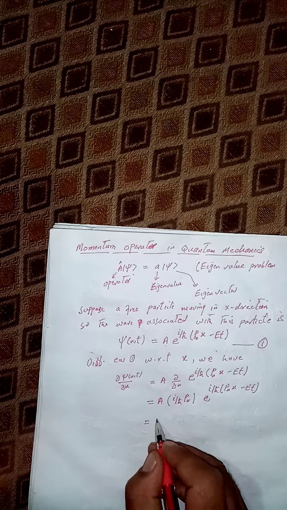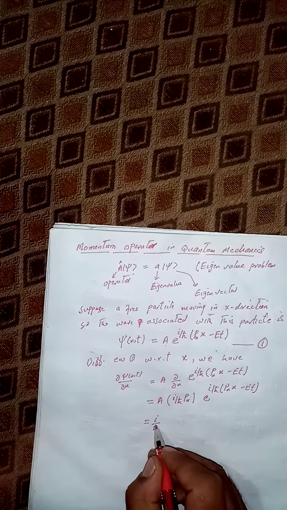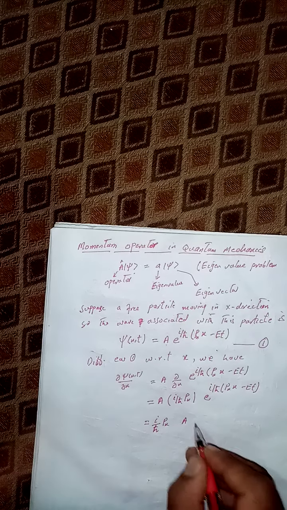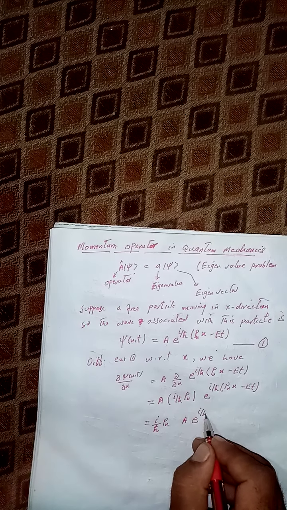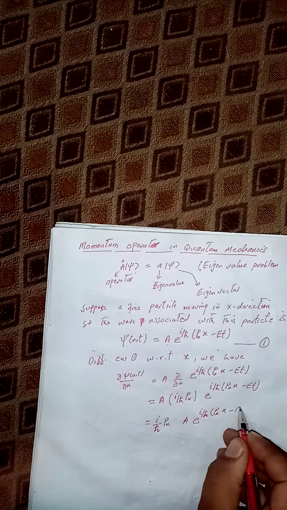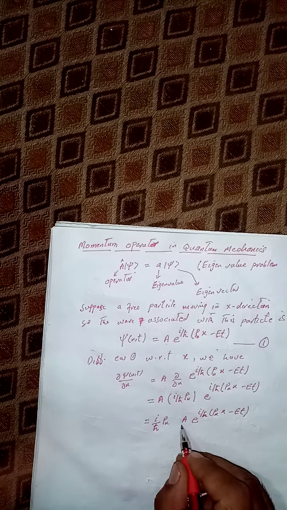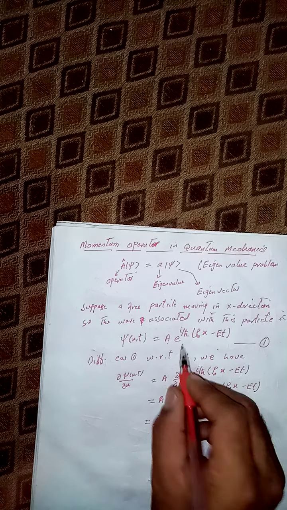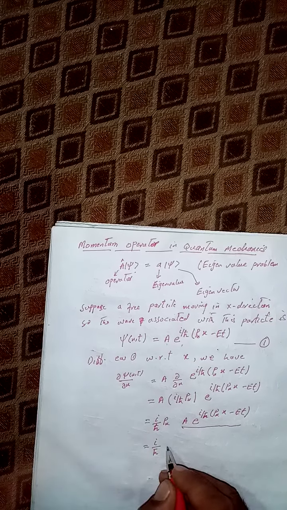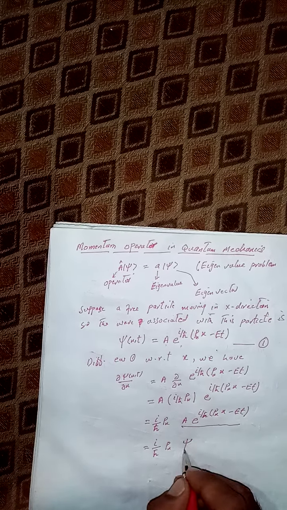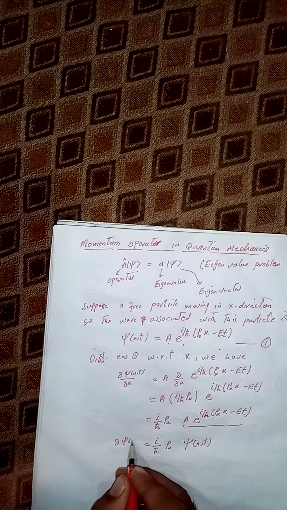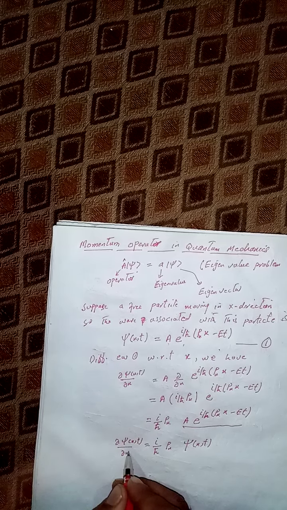This can be written as iota over h bar p_x, and then we have A e raised to power iota over h bar into p_x x minus Et. Now this is the wave function given by equation number 1. So instead of this, I will put the same wave function psi of x and t. So partial psi of x and t over partial x is equal to this one.